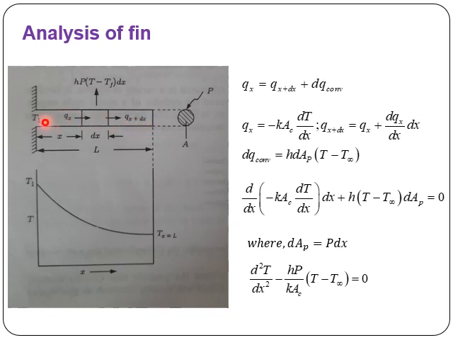So in the analysis, what we will do is we will consider a fin of circular cross section, and in that we will consider a small strip of length dx at a distance of x. The heat which is conducted from the base surface to the fin is transferred to the fin, and then from the fin surface it is convected to the surrounding.